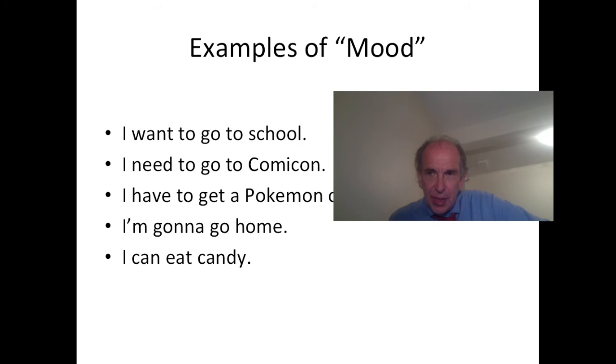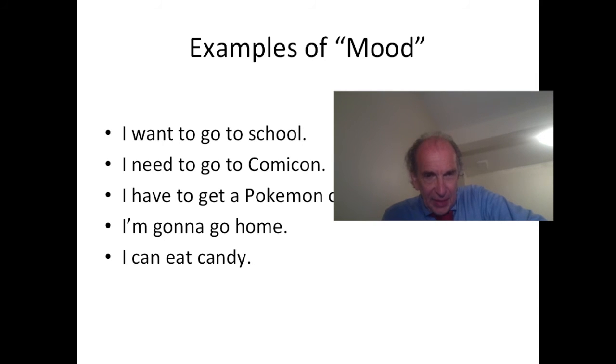Here are examples of mood sentences. I want to go to school. I need to go to Comic-Con. I have to get a Pokemon card. I'm gonna go home. Gonna is going to, pronounced as gonna. The to gloms onto the state verb, not to the infinitival, but it still signals infinitive go.